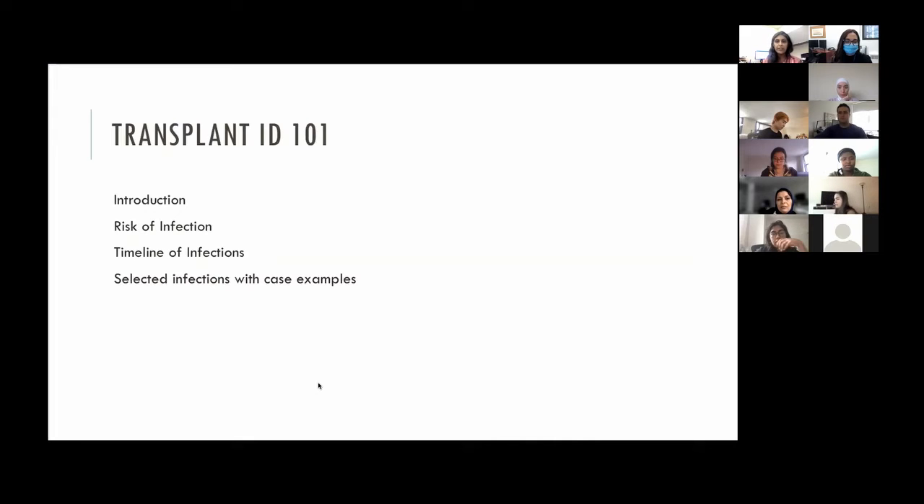So briefly, for our outline, we're going to start with an introduction, followed by talking about risk of infection. We're going to talk about the timeline of infections, which is a really important and key concept in transplant ID. And then we'll go through cases.